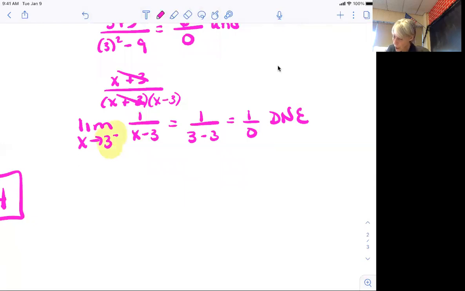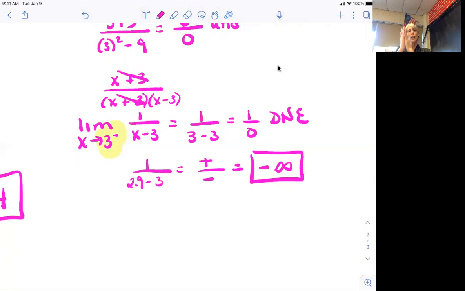Plug in a number a little bit less than 3. 1 over 2.9 minus 3. 1 is a positive value. In the denominator, I would get a negative answer. So my answers, when I plug in a number a little bit to the left of 3, are going down to negative infinity.